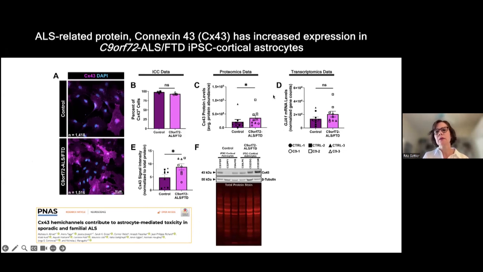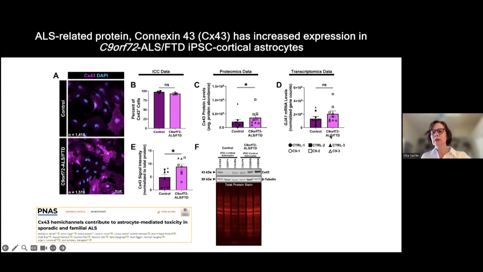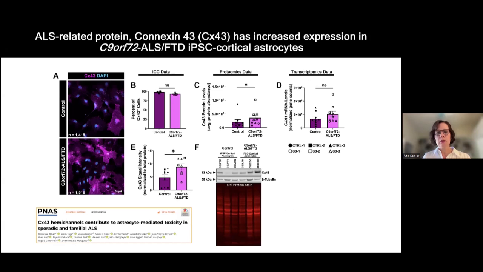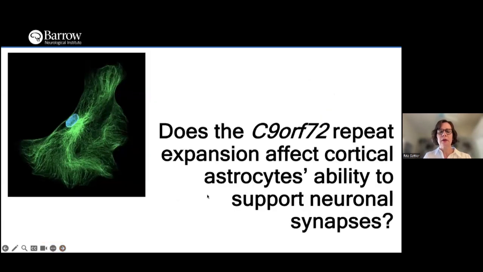And she confirmed that both on her proteomics data. And while it didn't reach significance, you can see that there is a trend to also see increased gene levels of connexin 43. And she confirmed this further when she ran a Western blot analysis on her iPSC cortical astrocytes. So that was a nice confirmation that the data that we have can actually confirm something that has already been described. So now, how does this repeat expansion affect neuronal synapses?